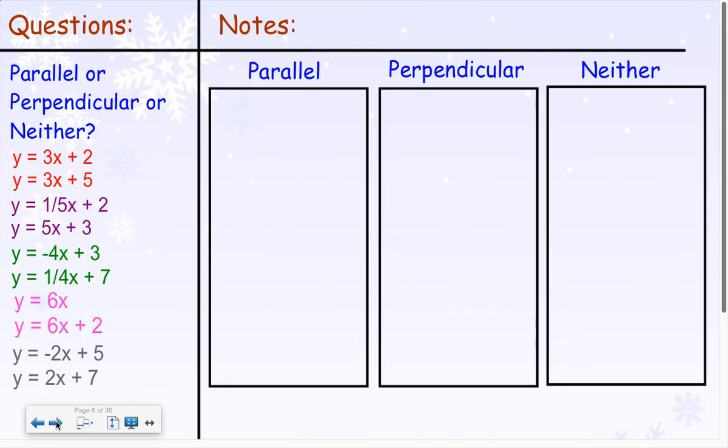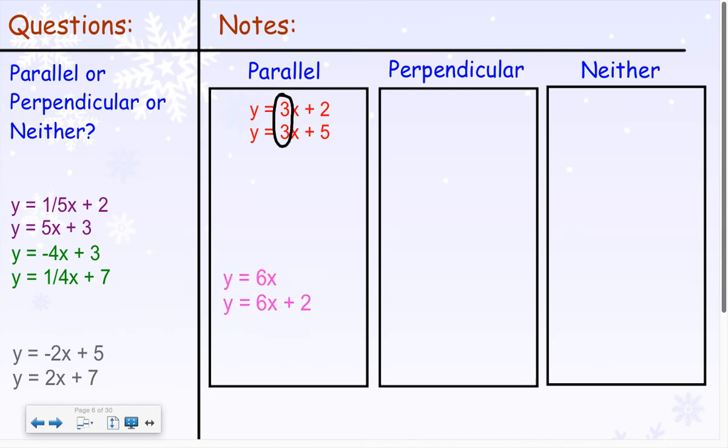All right, a click and drag. So parallel, we need to find all the equations that have the same slope. So in this first set, both of these equations have a slope of 3. So they are parallel. Let's see if there's any others where the slopes are the same. This one, both of the slopes are 6, so those are also the same.